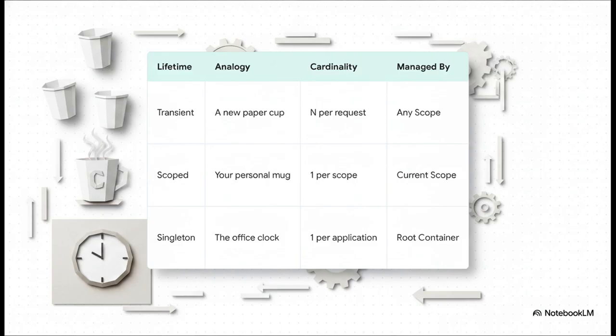Think of it like this. A transient service is like a disposable paper cup at the water cooler. Every time you need a drink, you grab a brand new one. A scoped service? That's your personal coffee mug you keep at your desk. It's yours for the whole day, or in our case, for a single request. And the singleton? That's the big clock on the office wall. There's only one, everyone in the entire building looks at the same one, and it's there for good.